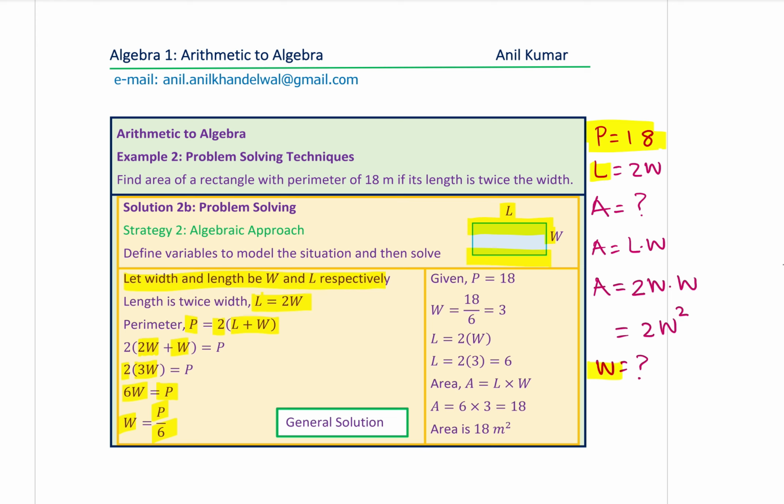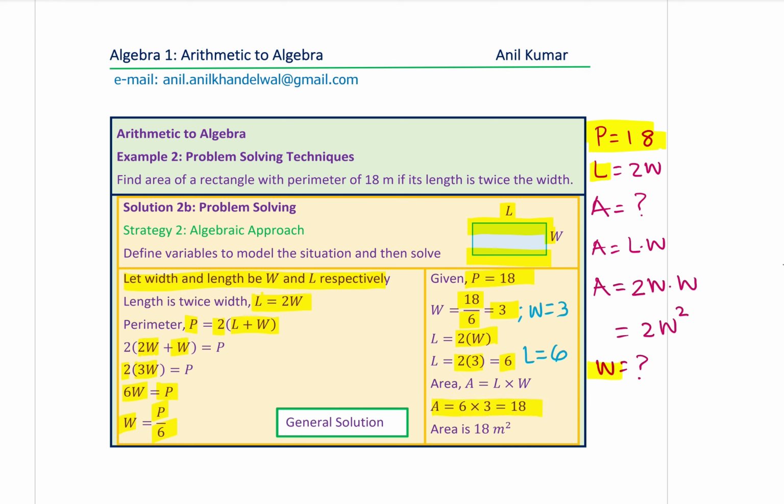Once we know width is 3, we can find the length, which is twice the width. Multiplying 3 by 2, we do get 6 as our answer. So now length is 6. Since we know what length and width are, just find their product. And that gives us 6 times 3 as 18. So we have area of this particular rectangle as 18 meters square. Clear?